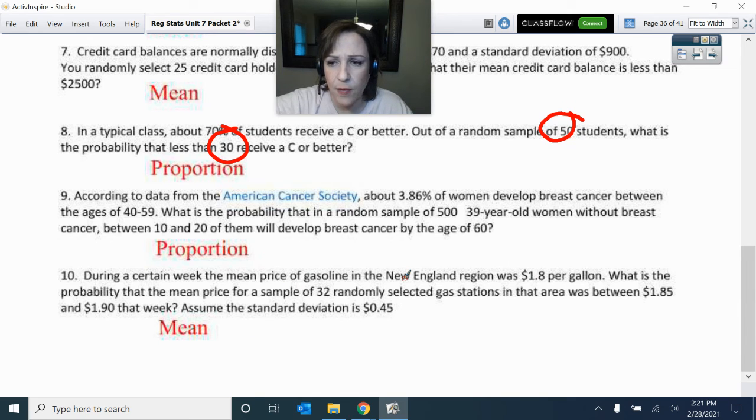So, yeah, assume a standard deviation of 0.45. Okay, so that is how you can tell if they are means or proportions, and I think I'll just stop this video right here before we start the computing on the next video.